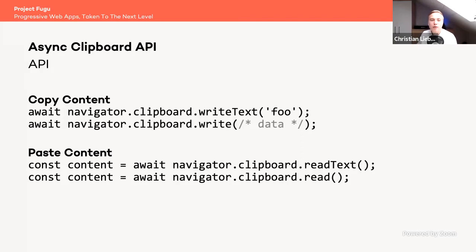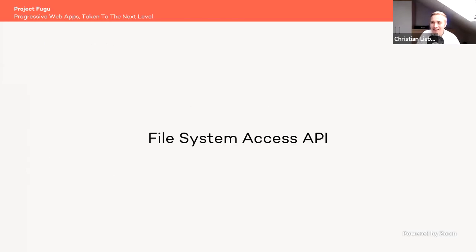On the top, you can see how you could copy content from your website. There's a convenience method called writeText. You can use that for plain text. And there's the method write, which allows you to, currently in Safari, that's implemented for PNG images, plain text, and HTML fragments. And on the bottom, you can see how you would paste content by using the readText and read methods. We will see that API in action later on, so I will quickly skip over the rest here and talk about the File System Access API.